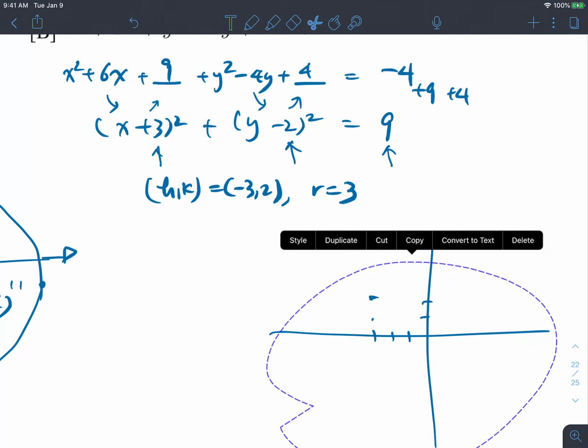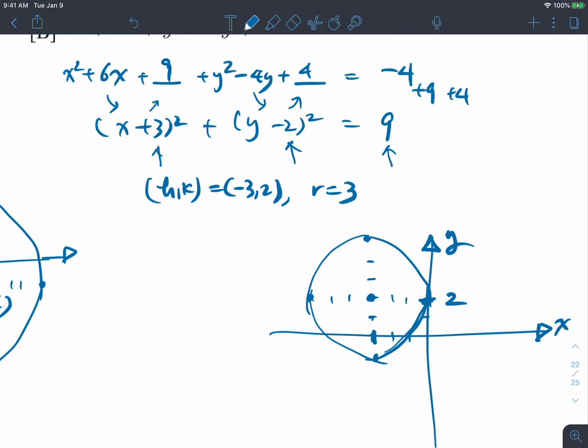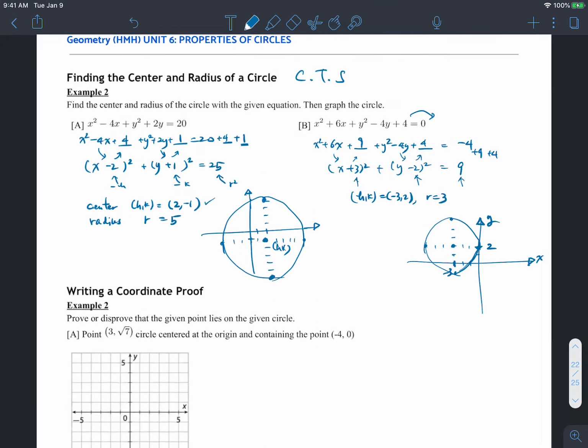Let me bring that down a little bit. Okay, now that's the center right here, right? So my radius is 3. You go 1, 2, 3, 1, 2, 3 right here, 1, 2, 3 bottom to the top, and we do our best to make it look circular, and that to me should be good enough. Y is equal to 2 over here, and I could put negative 3 right there, and that should be sufficient for me.